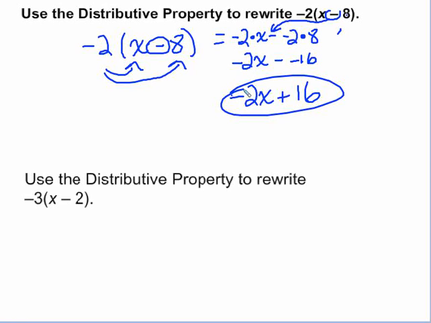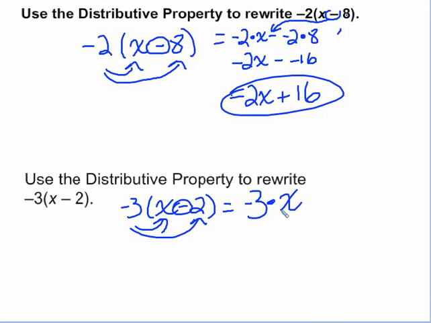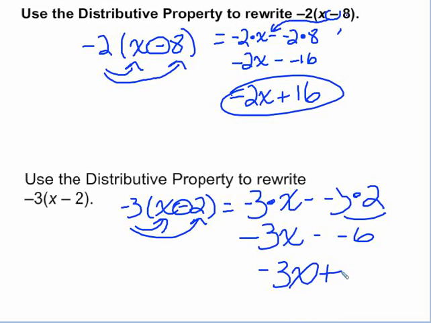Let's try that again. Negative 3 times the quantity x minus 2. Like we just did, I'm going to multiply by each of those terms. Bring that minus over. So I'm going to have negative 3 times x minus negative 3 times 2. That's negative 3x minus negative 6, which becomes negative 3x plus 6. Final answer. Okay?